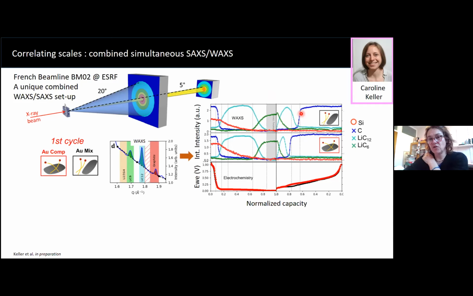What is interesting is you see the boundaries of the different regions are not the same in the two samples. The mechanism is exactly the same, but the boundaries are changed. And this is just due to the fact that we had a different amount of silicon in those two materials.